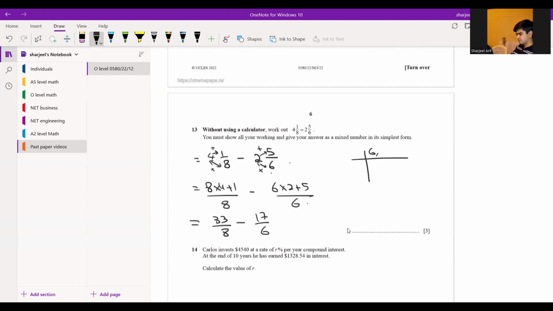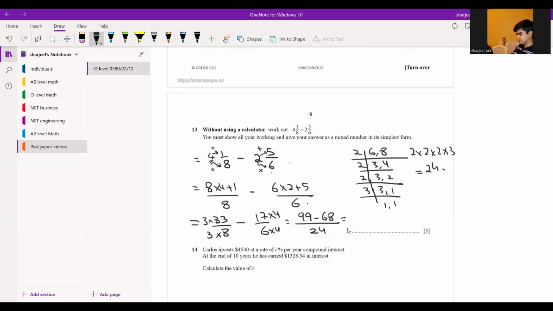We will take the LCM of 6 and 8. This will be 2 times 2 times 2 times 3. So LCM is 24. So 8 times 3 is 24, so we multiply both by 3. 6 times 4 is 24, so we will multiply both by 4, numerator and denominator. So this will become 99 minus 68. And our answer will be 31 divided by 24.